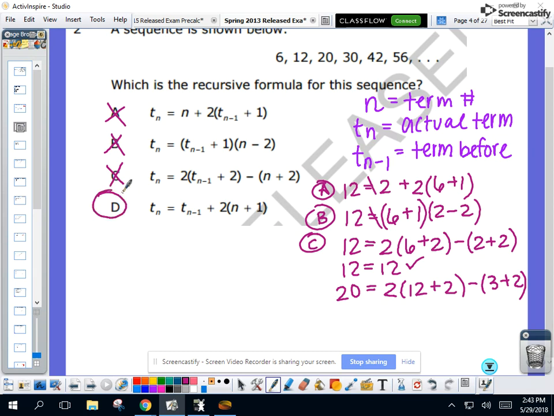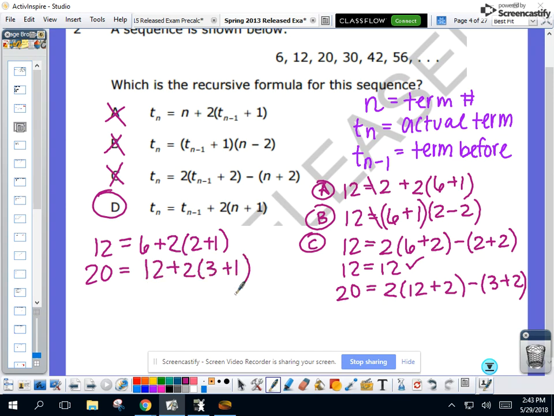I'll show you the two examples for this. 12 is equal to 6 plus 2 times 2 plus 1, which is 12. And the second one, 20 is equal to 12 plus 2 times 3 plus 1. So those both check out.